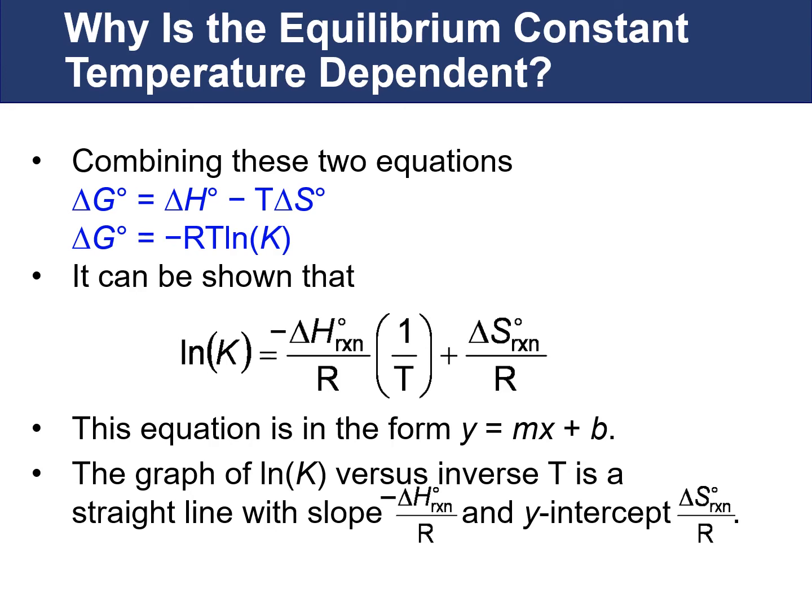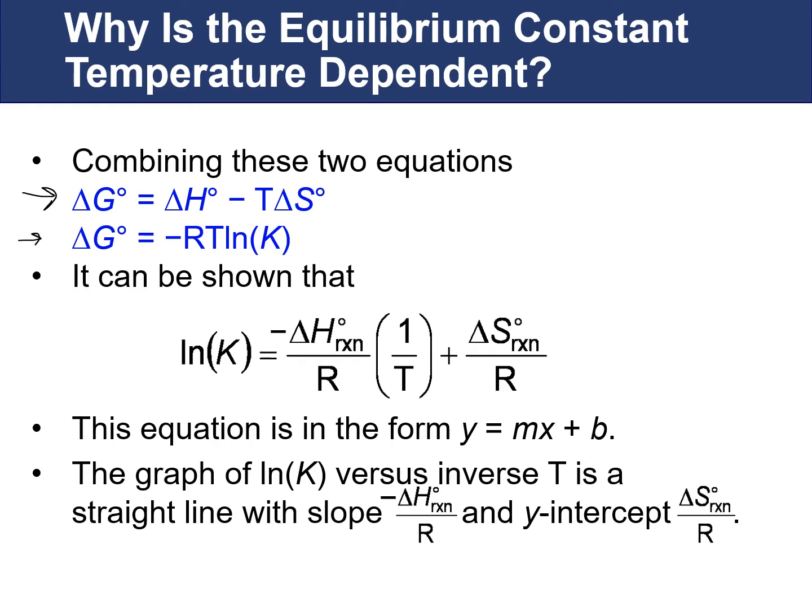Now that we've incorporated the Gibbs free energy with the equilibrium constant, we can actually determine what the equilibrium constant will be at a new temperature. So we have two equations for our Gibbs free energy. Equation number 1 is delta G naught is equal to delta H naught minus T delta S naught. At equilibrium, delta G naught is equal to minus RT ln K.